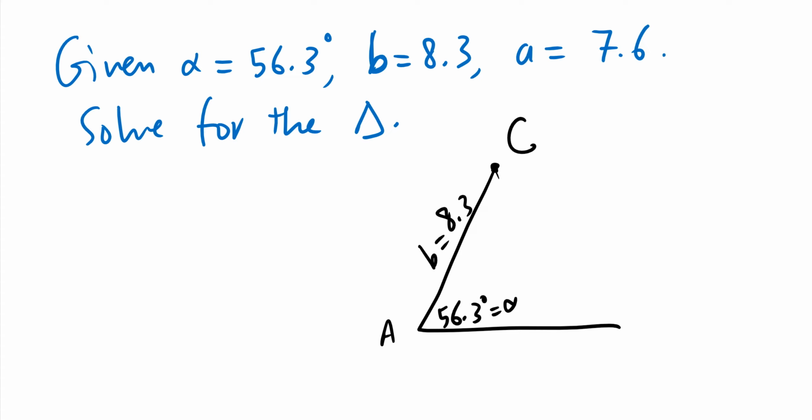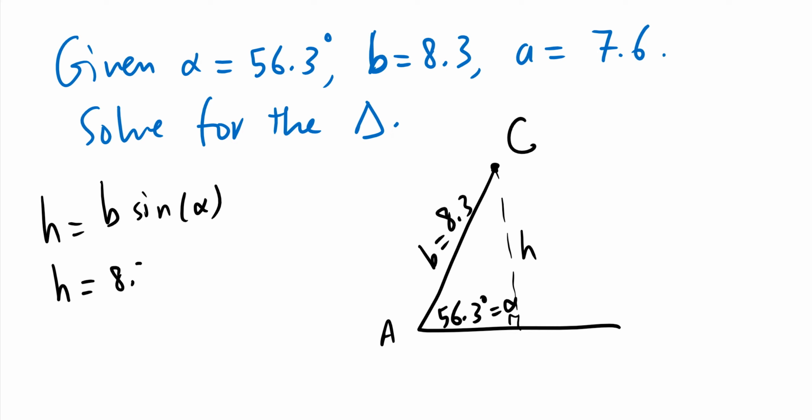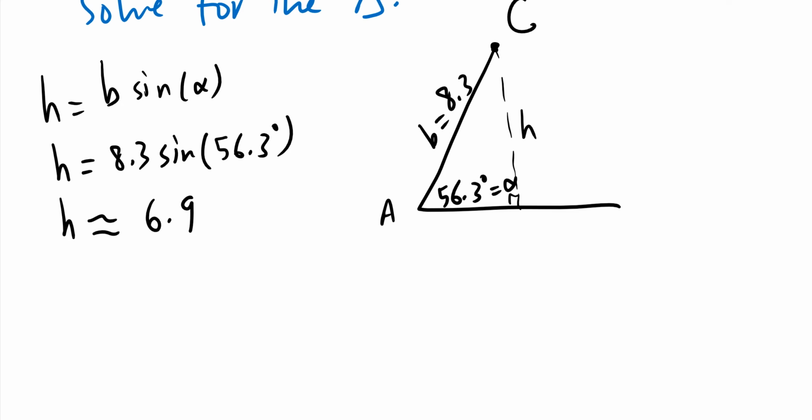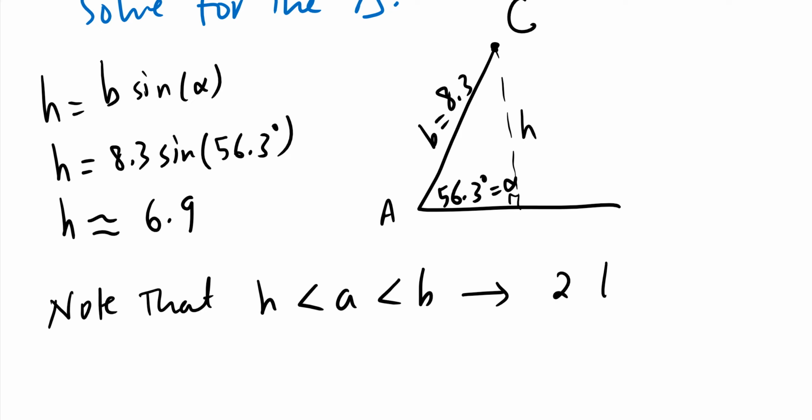Now we must find the height. So if you drop a height down, the height, we said it's B sine alpha. So the height is 8.3 sine 56.3 degrees. If you put that in the calculator, that gives about 6.9. Note that H is less than A and A is less than B. So that gives us two triangles, two distinct triangles case.